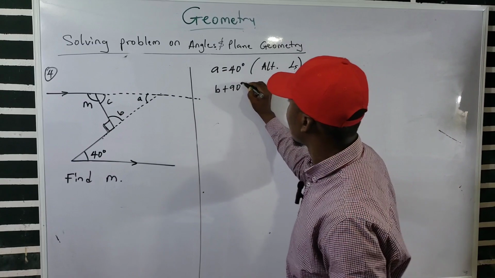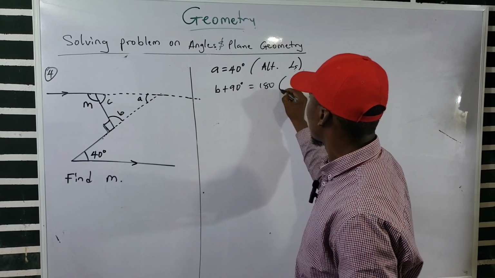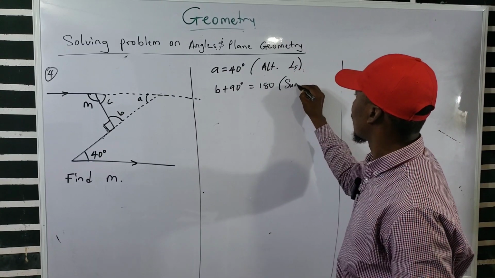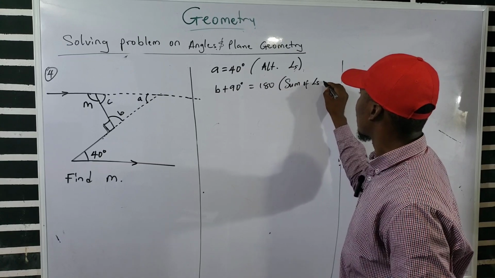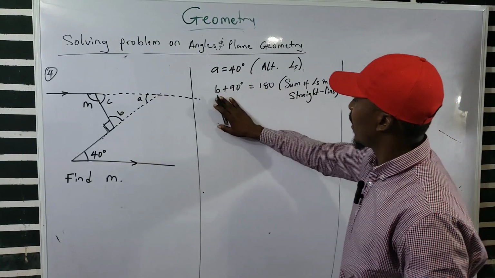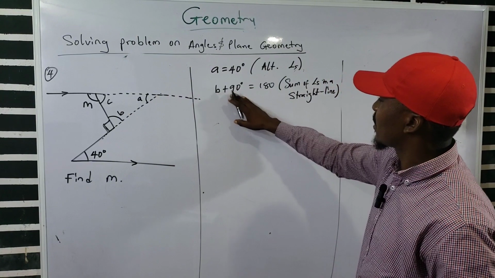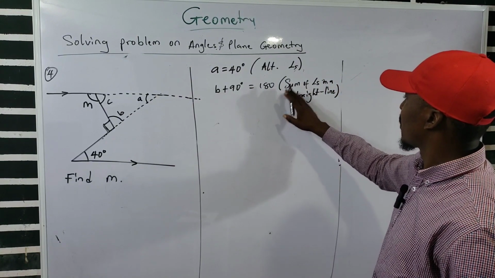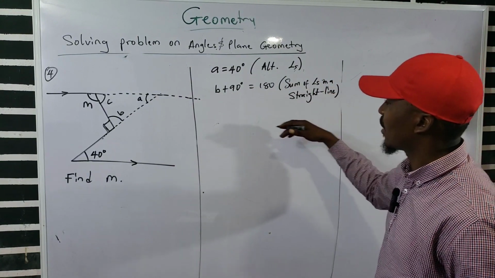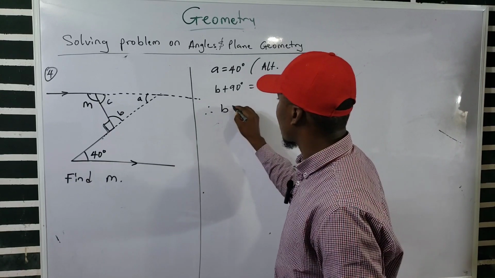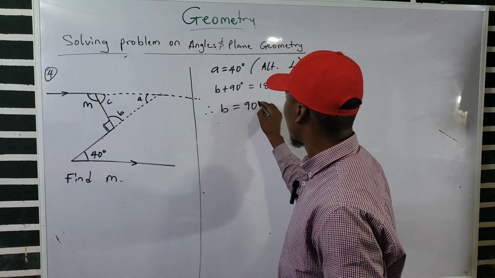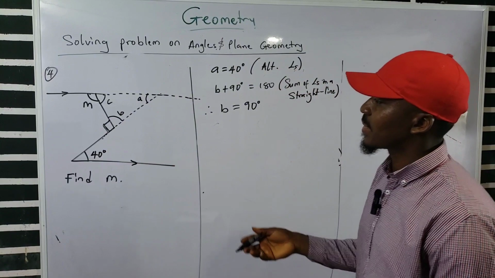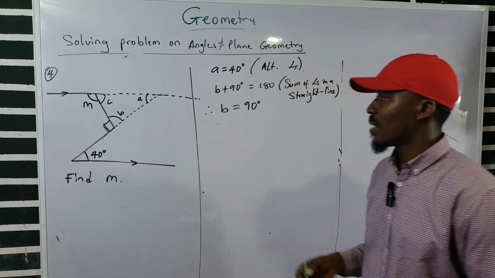So B plus 90 degrees equals 180 degrees. What's our reason? Sum of angles on a straight line. So with that, we have gotten our B to be what? 90. So with that now, we can easily get our C, then get our M.